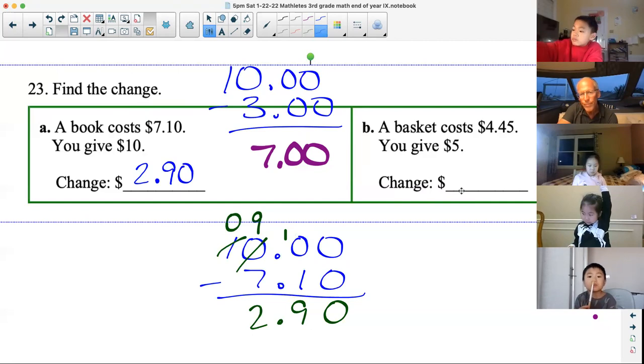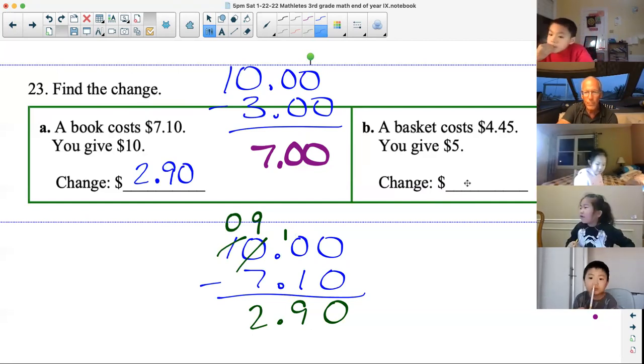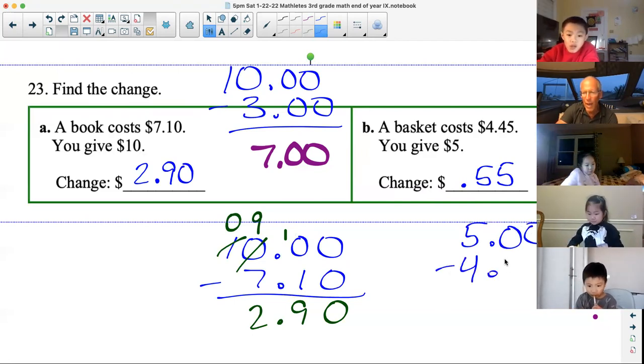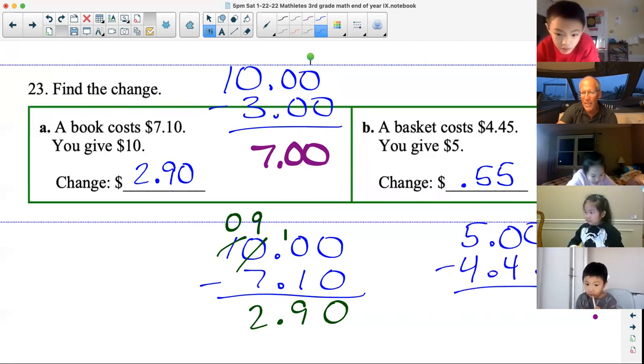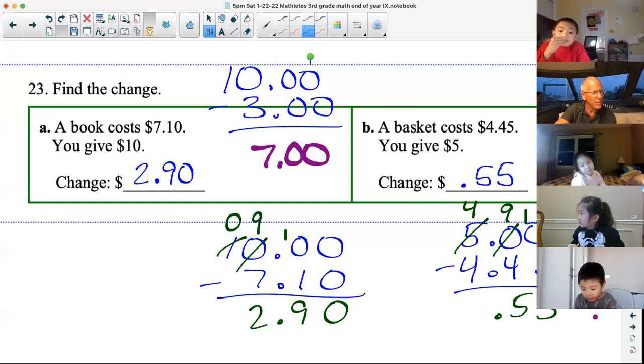Eleanor. $0.55. And once again, $5 minus $4.45. Let's do the math. Make that 0 a 10. Borrow from the 0. Always borrow from the next. And 55 cents.